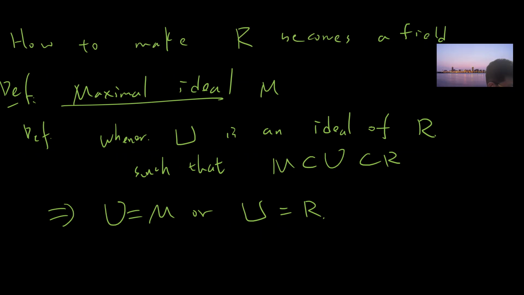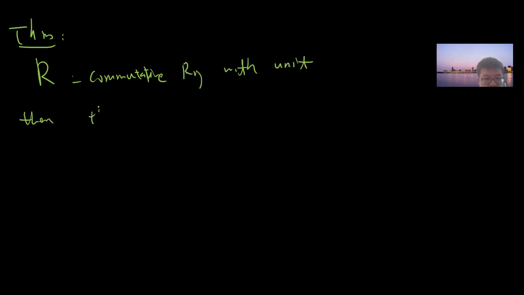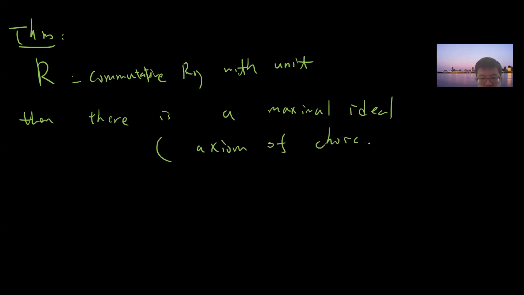Okay, so this is a theorem that I am not going to prove. If you start from a commutative ring with unit, then there is a maximal ideal. In order to prove it, you need to use the axiom of choice. So let me just sketch it.